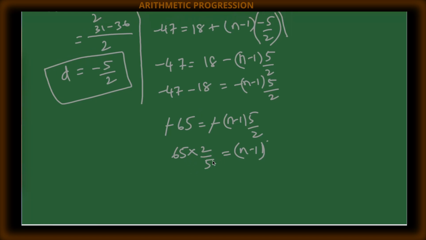So 5 goes 13 times. 13 into 2 becomes 26 is equal to n minus 1. Let's bring this 1 here. 26 plus 1 is equal to n. So n is equal to 27.